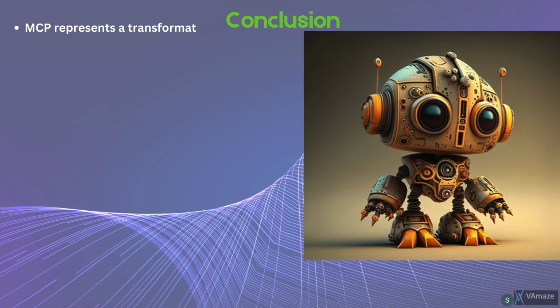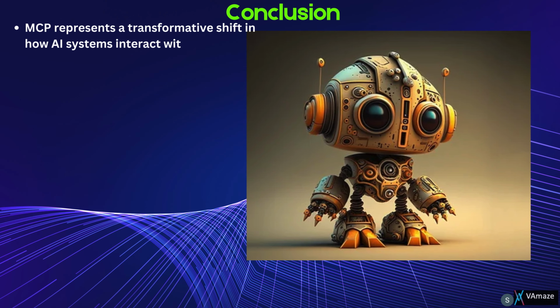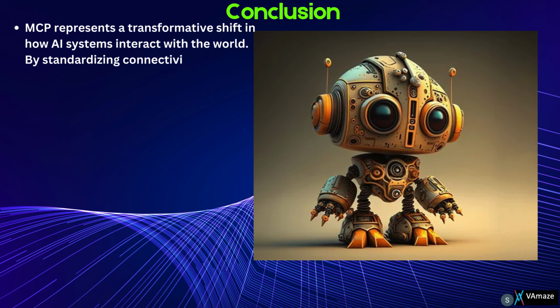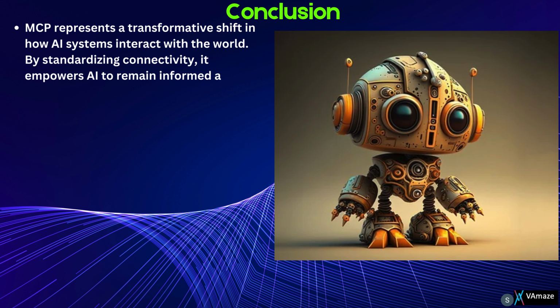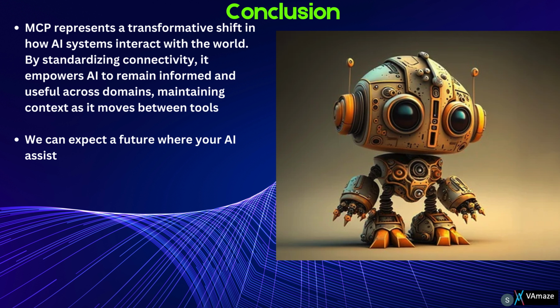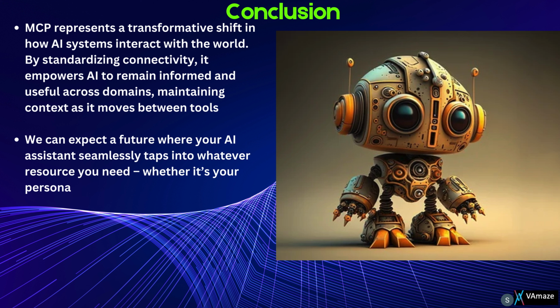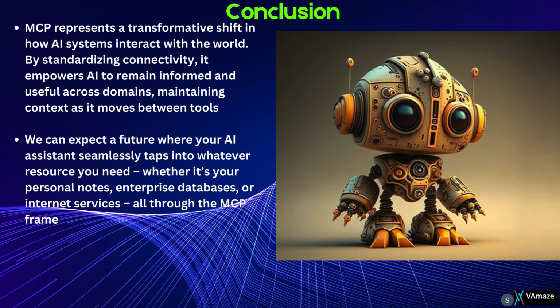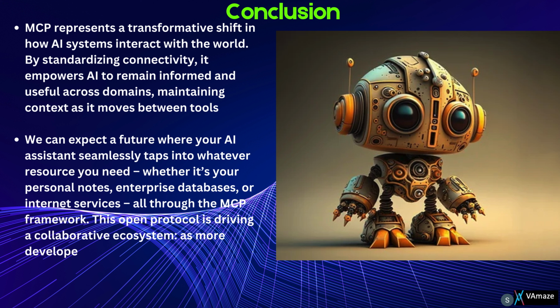Conclusion: MCP represents a transformative shift in how AI systems interact with the world. By standardizing connectivity, it empowers AI to remain informed and useful across domains, maintaining context as it moves between tools. We can expect a future where your AI assistant seamlessly taps into whatever resource you need, whether it's your personal notes, enterprise databases, or internet services, all through the MCP framework.